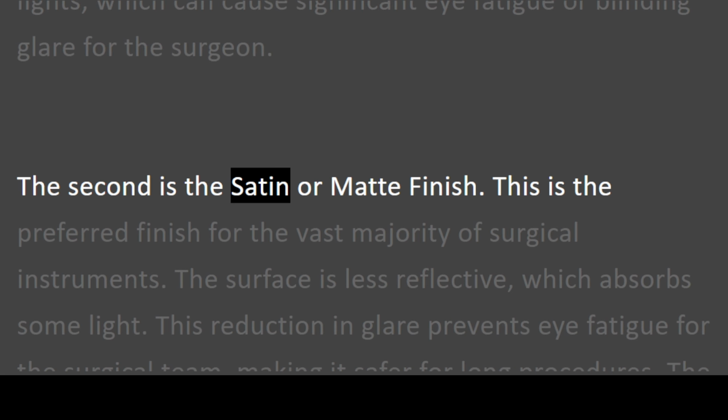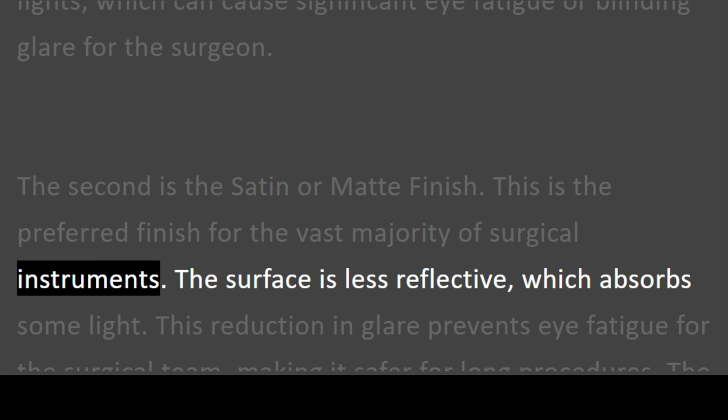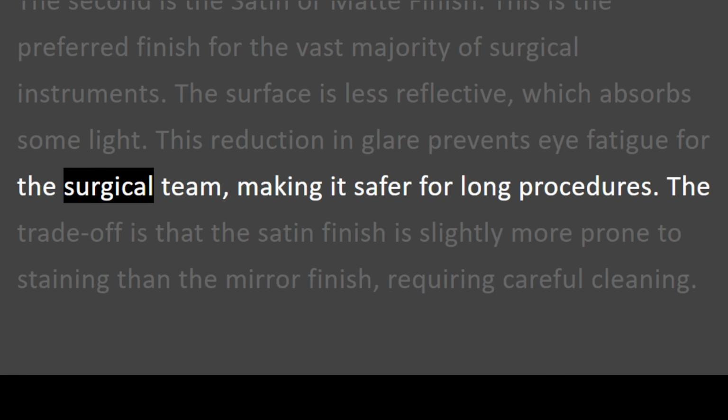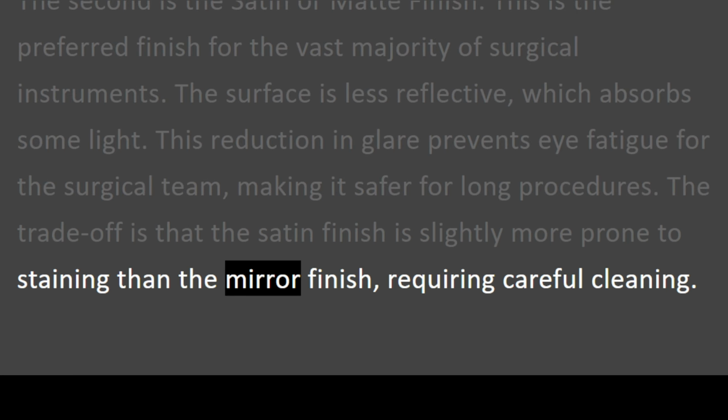The second is the satin or matte finish. This is the preferred finish for the vast majority of surgical instruments. The surface is less reflective, which absorbs some light. This reduction in glare prevents eye fatigue for the surgical team, making it safer for long procedures. The trade-off is that the satin finish is slightly more prone to staining than the mirror finish, requiring careful cleaning.